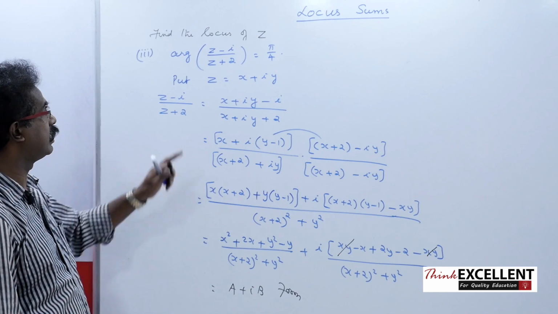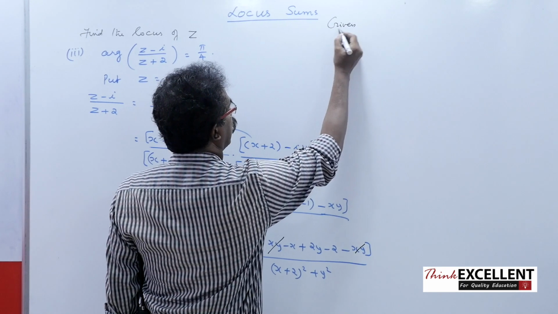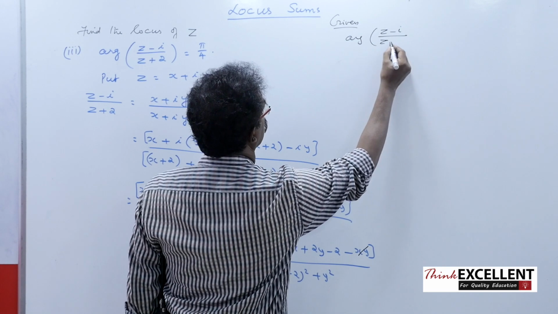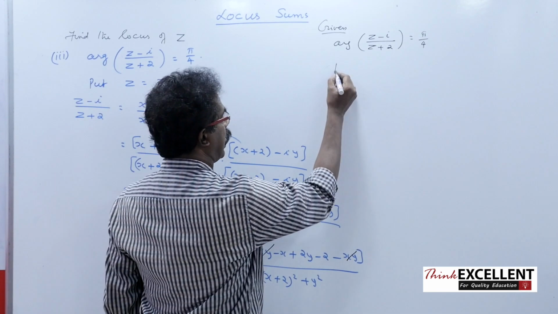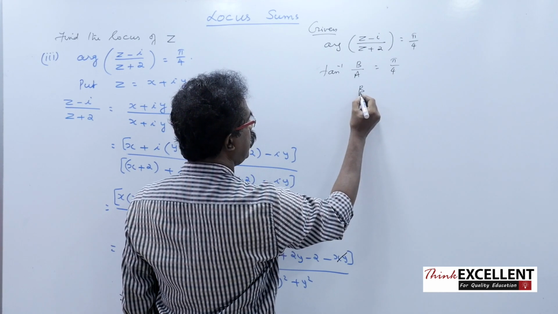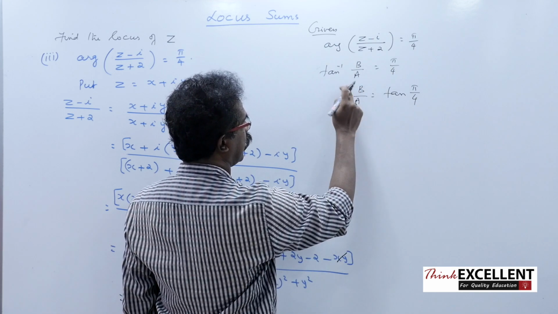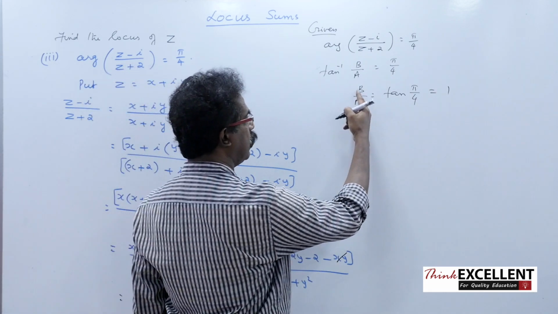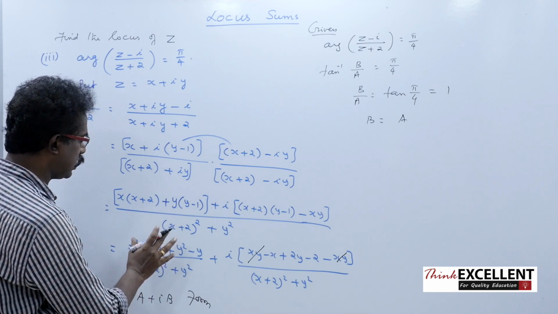So now see what is the condition given here. Argument is pi by 4. So it is given in the question: argument of z minus i by z plus 2 equal to pi by 4. Argument formula, tan inverse b by a. Tan inverse b by a is equal to pi by 4, or b by a is equal to tan pi by 4. When you take tan there, b by a is equal to tan pi by 4. Tan pi by 4 is 1. Tan 45 is 1. So cross multiply, b is equal to a. b is equal to a into 1. It is a. Substitute the values. This is a and this is b.